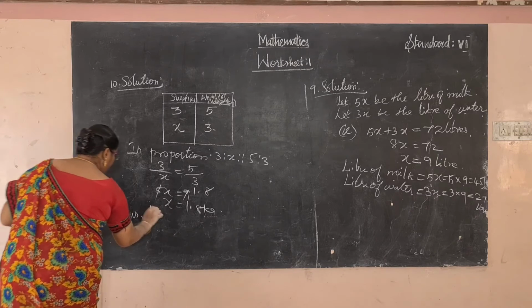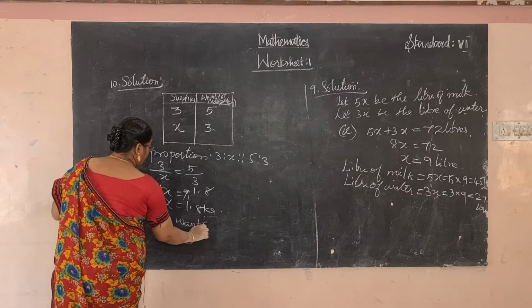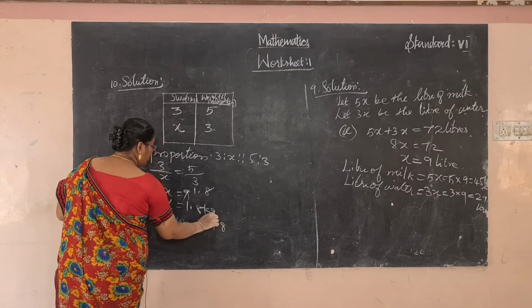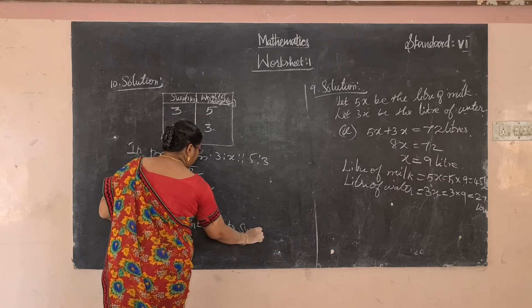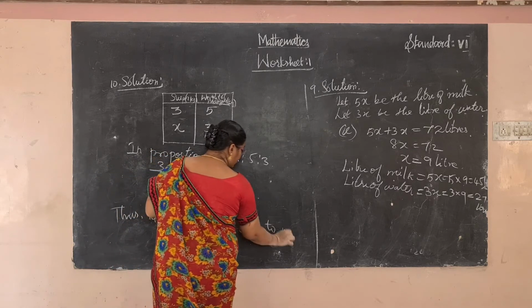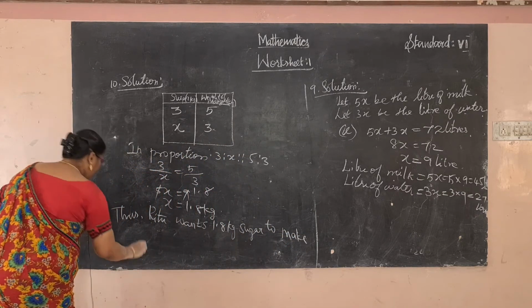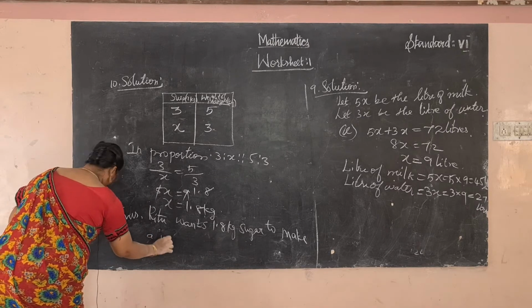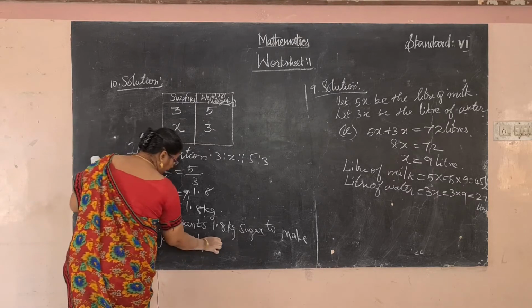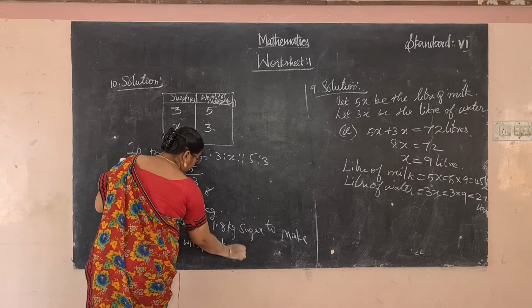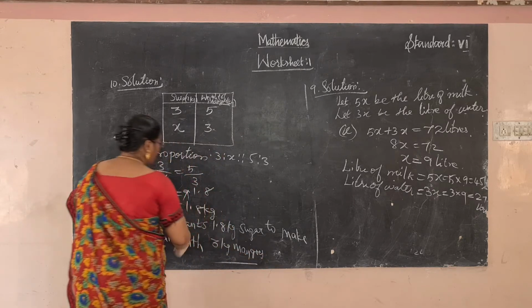Okay, so she wants 1.8 kg sugar to make a jam with 3 kg mangoes. That's it. Okay, right.